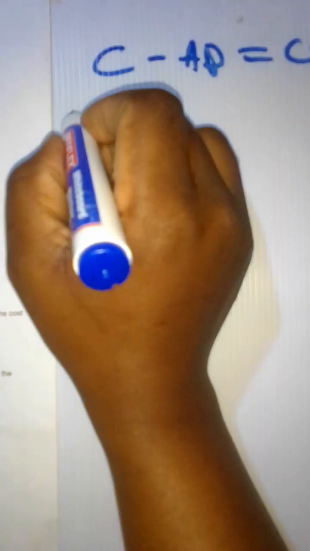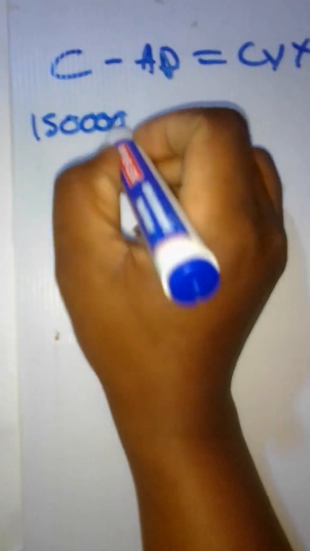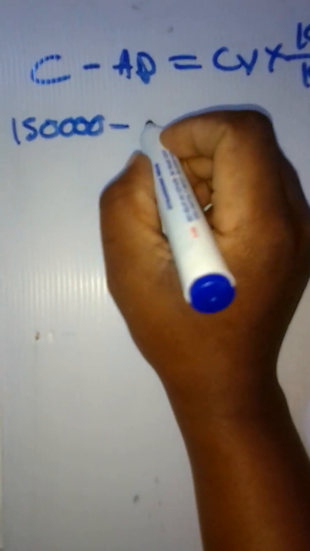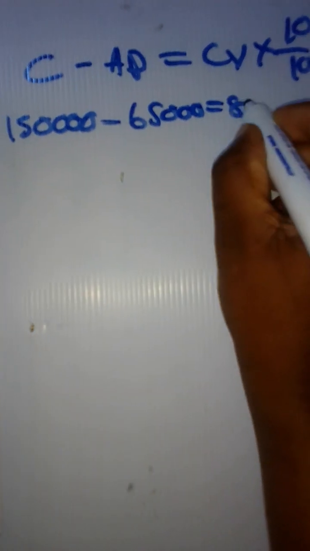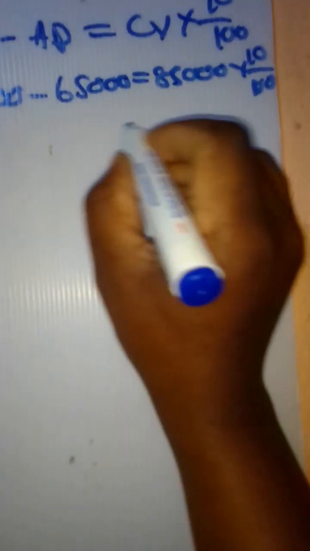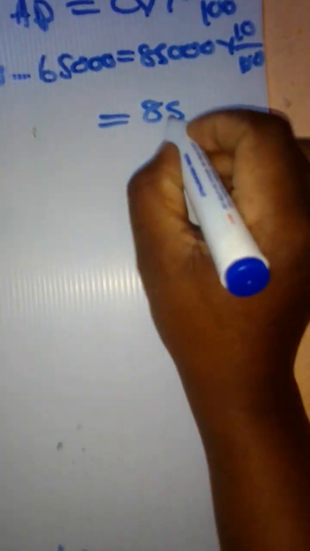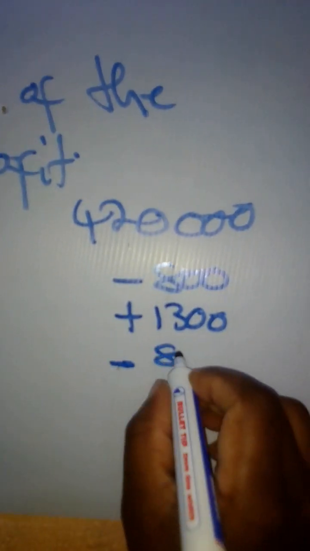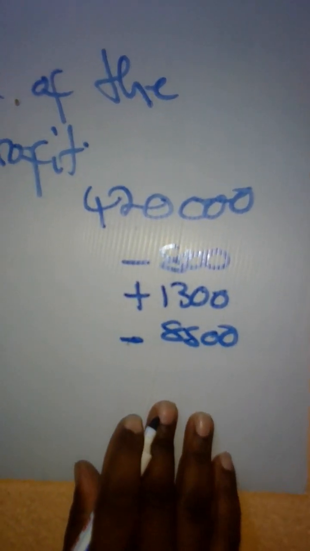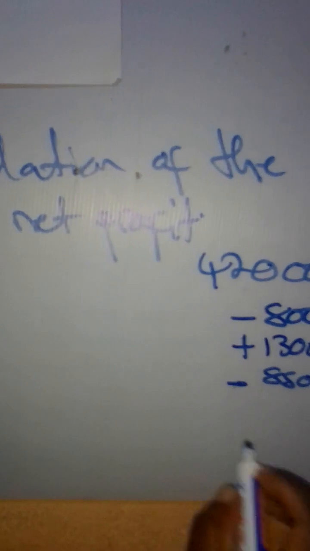How much is the cost price? It's 150,000, minus the accumulated depreciation, which is 65,000. It will give us 85,000 times 10%, which gives us depreciation of 8,500. What is the effect of depreciation on the profit? It is an expense, so it's going to be minus 8,500. So these are the adjustments that we have for the net profit.